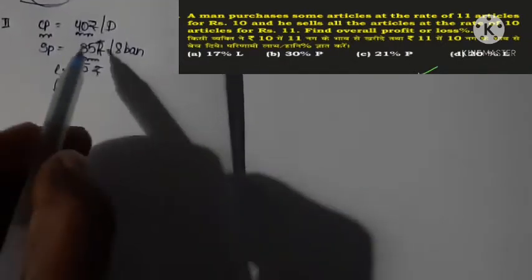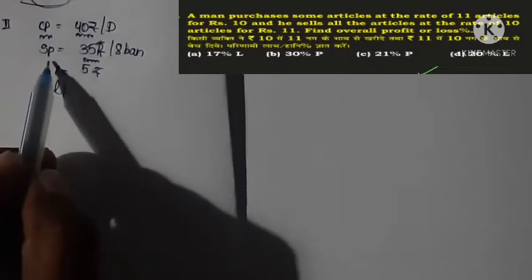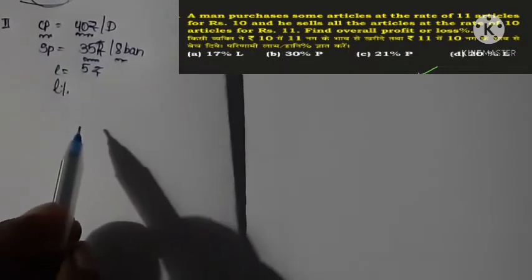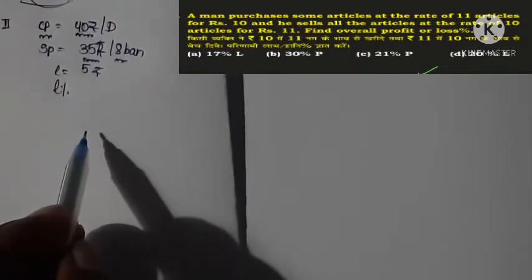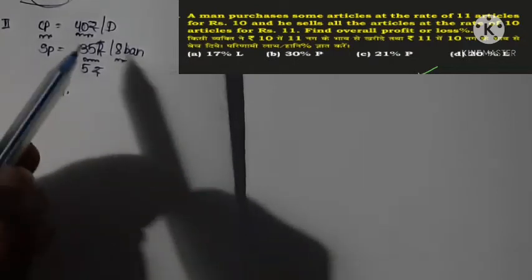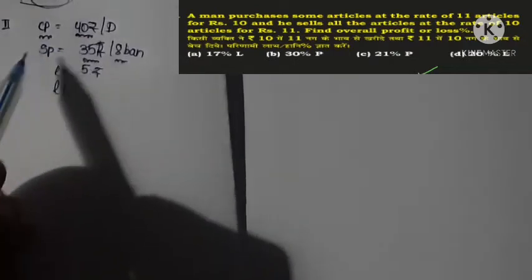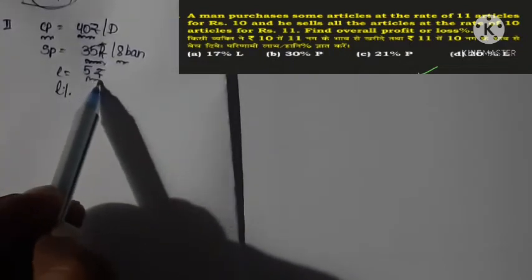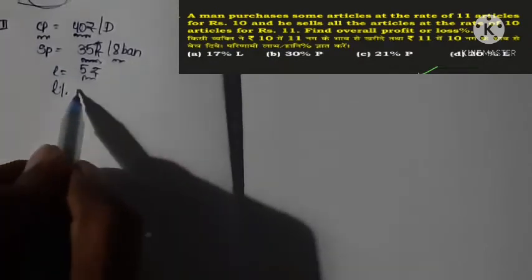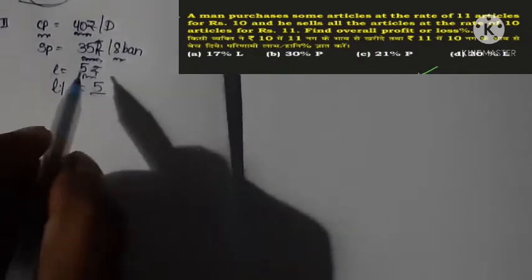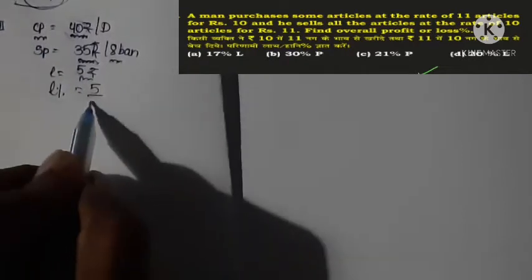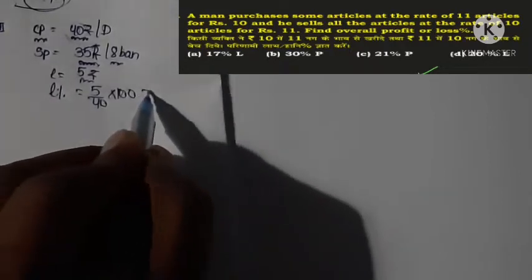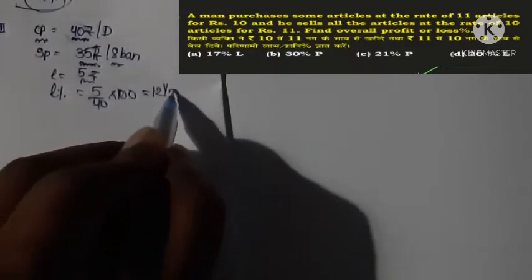See, the cost price of bananas is 40 rupees per dozen. The selling price is 35 rupees for 8 bananas. So find the overall loss percentage or profit percentage. The cost price is 40 rupees, the selling price is 35 rupees, the loss is 5 rupees. So the loss percentage is equal to 5 by the cost price 40, into 100. So 1 by 8 into 100, the value is 12.5%.